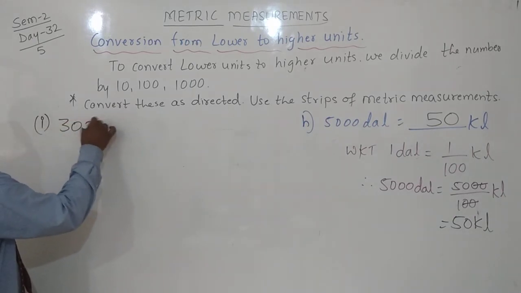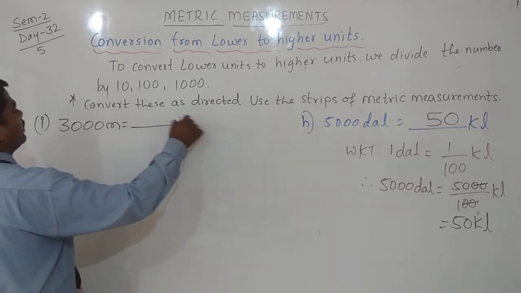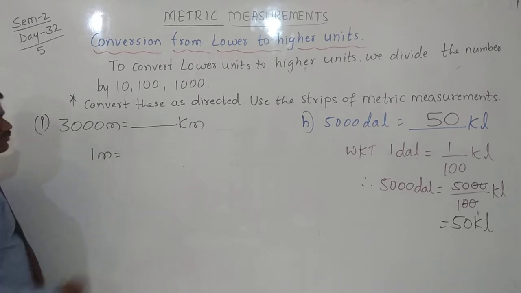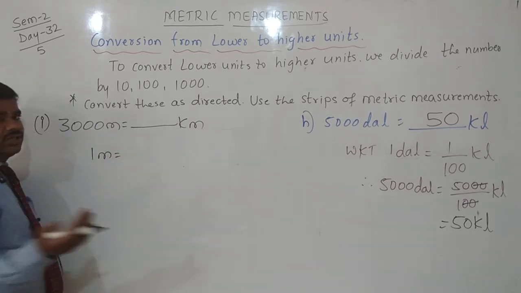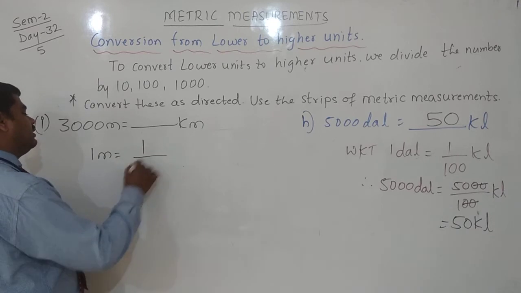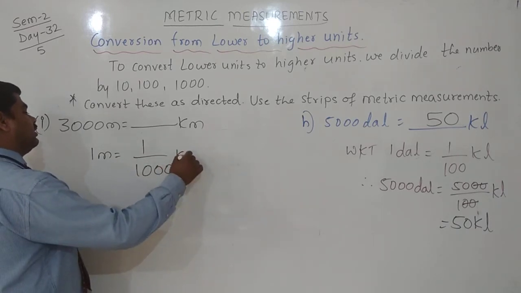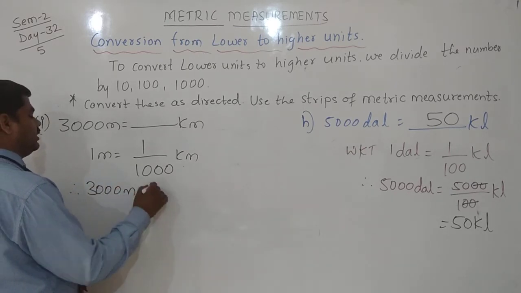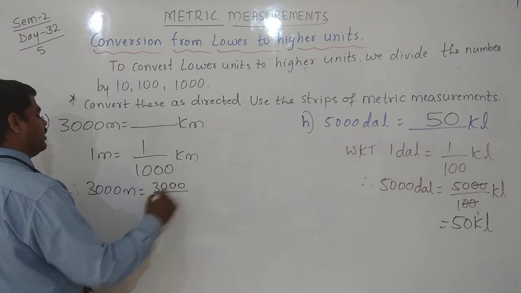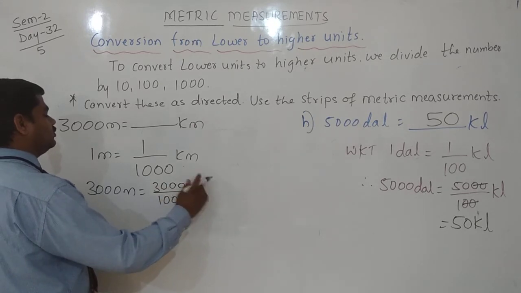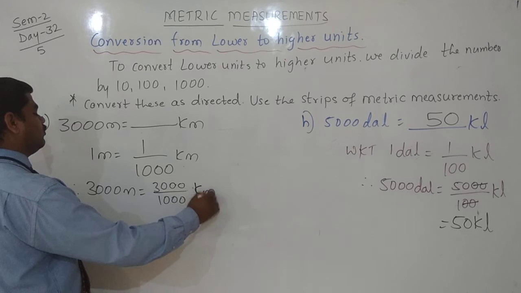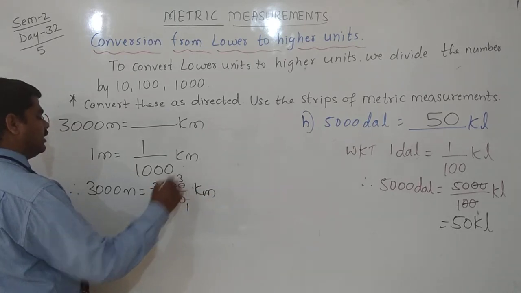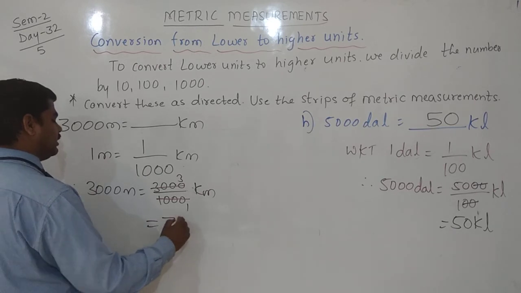3000 meters equals dash kilometer. Here, 1 meter equals, kilometer means 3 places, by 1000 kilometer. Therefore 3000 meters by 1000 is equals to, yes, kilometer. That is equals to, here 1000, 1 time 3 times. Then the answer is 3 kilometer.